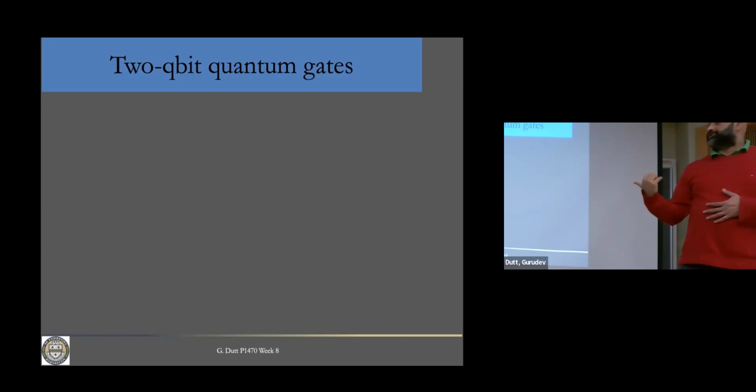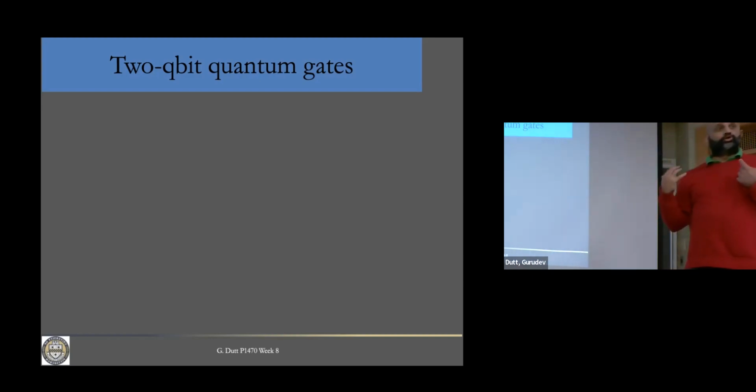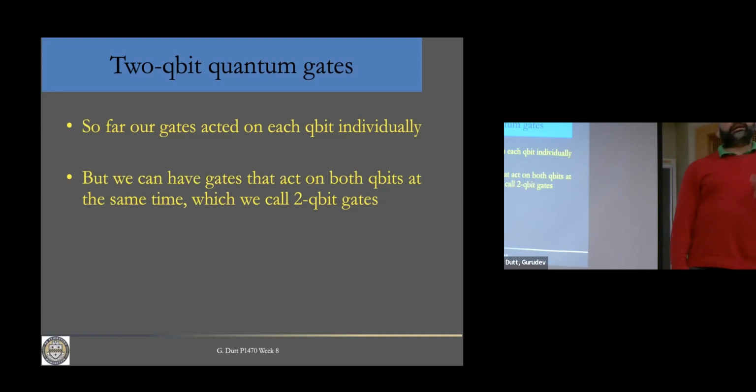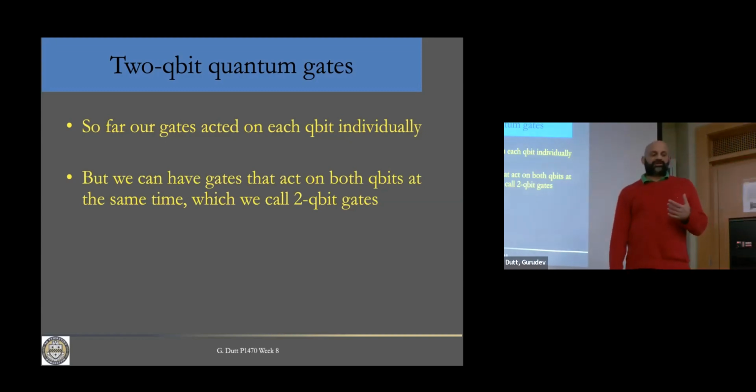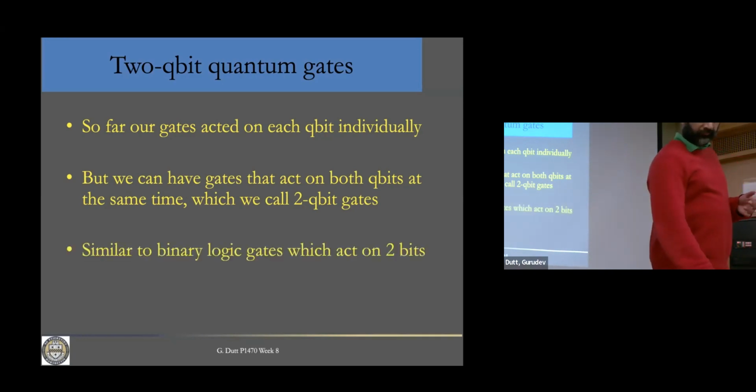But now we are going to come to a situation which is probably at the heart of quantum computing, which is the 2 qubit quantum gates. So we can have gates where both qubits are affected at the same time. Okay, and we call these 2 qubit gates. And they're similar to binary logic gates.